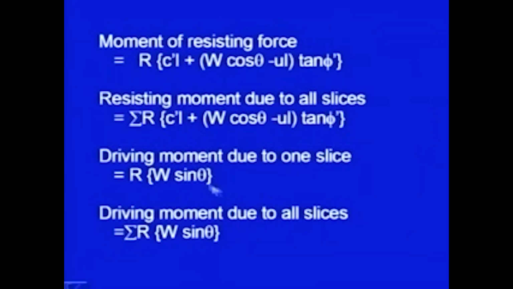So, the driving moment due to one slice will be r, the radius, into the component of the weight which is acting tangentially to the failure plane. Now, the driving moment due to all slices will be the summation of r W sin theta. We will find out W sin theta for each slice, multiply by r, and take their sum. That gives you the total driving moment.